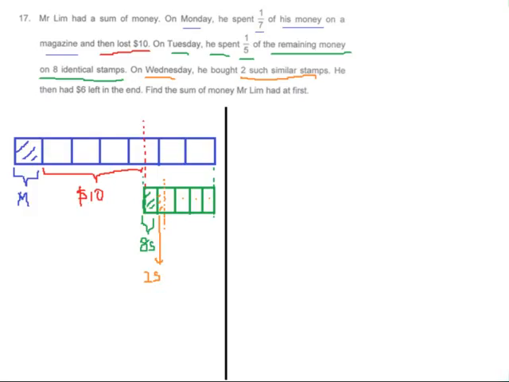Now, not forgetting that this 1 unit of the green model is 8 stamps each. So from here to here is a total of 8 times 4, which is equivalent to 32 stamps. So there's a total of 32 stamps here. And after he has bought the 2 such similar stamps, he has $6 left in the end. So the $6 that's left in the end is here.